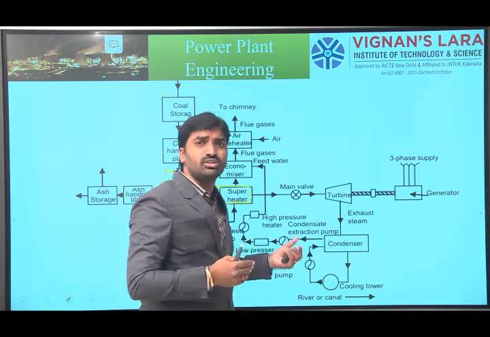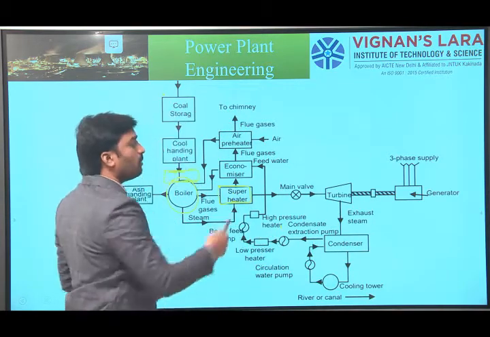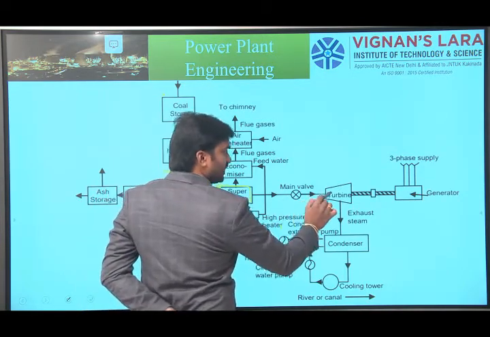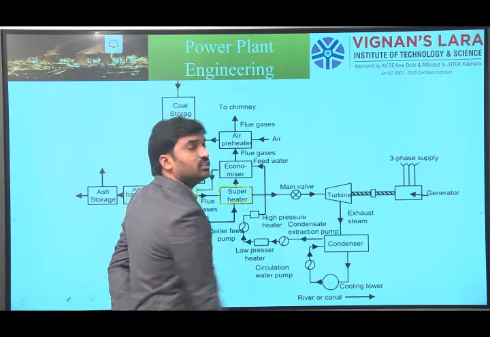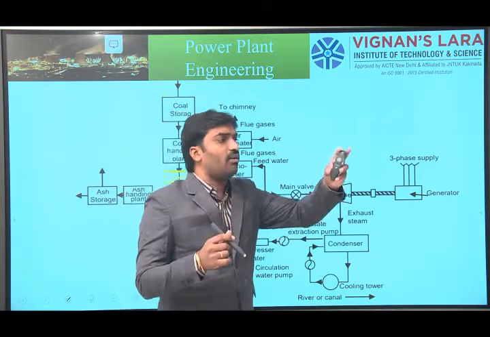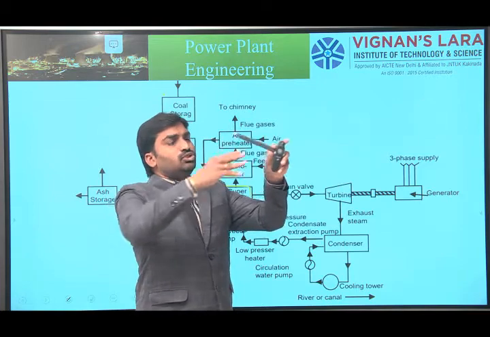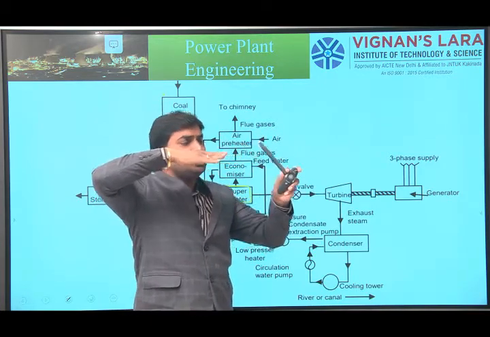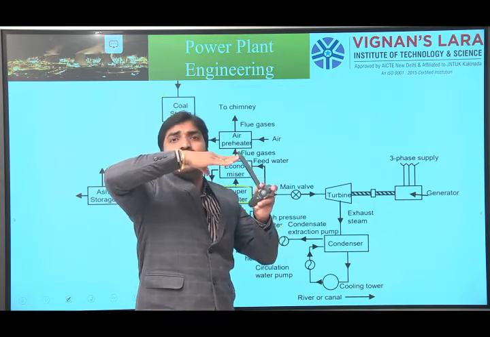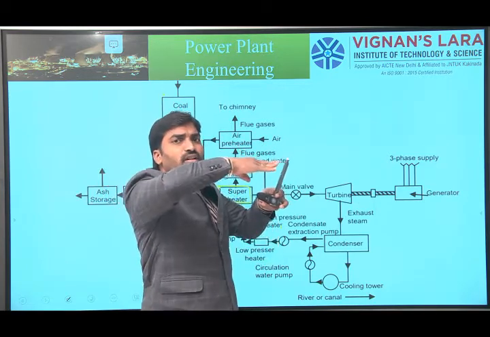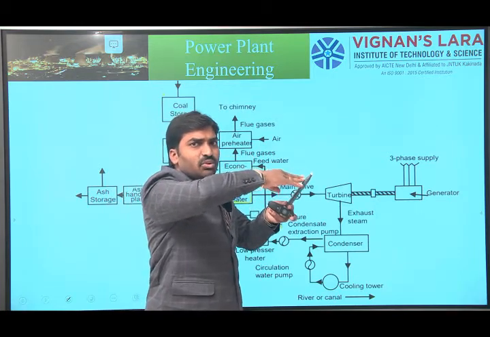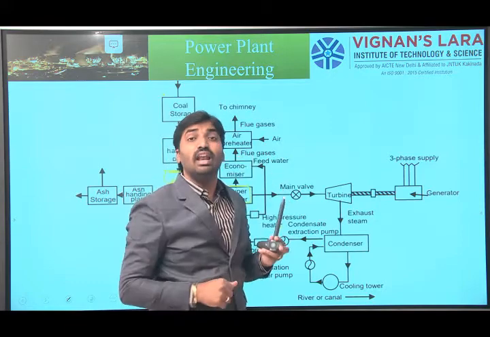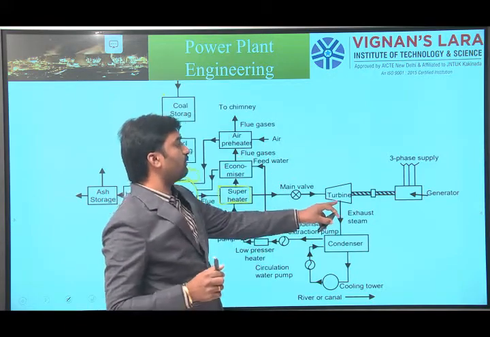For that purpose we are using a turbine. So what happens in a turbine? In a turbine, the steam strikes the turbine blades. The turbine has blades like this, and the steam strikes like this. When the steam strikes the turbine blade, the blade automatically moves in some other direction. This movement is known as the mechanical energy. So that is the working of a turbine.